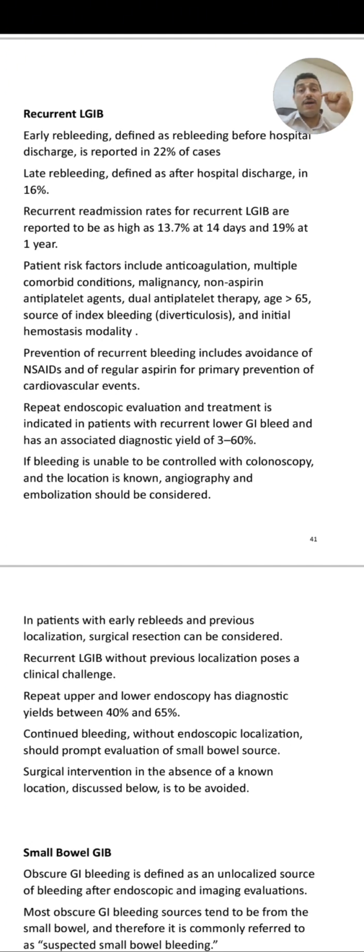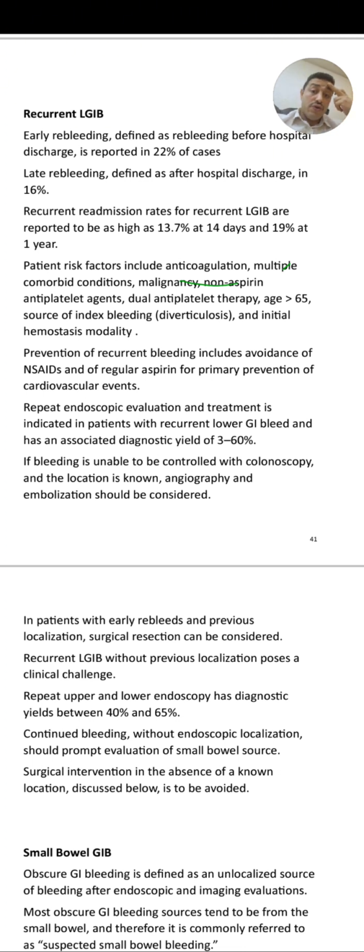What are the parameters associated with high risk of recurrent lower GI bleeding? These include anticoagulation, multiple comorbidities, malignancy, non-aspirin antiplatelet agents, clopidogrel, dual antiplatelet therapy, age above 65, and if the cause was, for example, diverticulosis, which is associated with massive bleeding. These are associated more with recurrent lower GI bleeding.